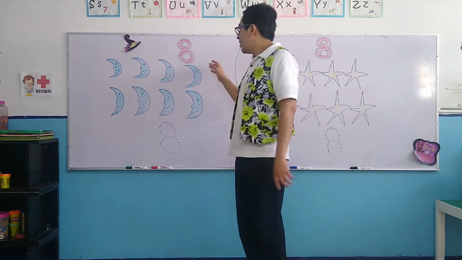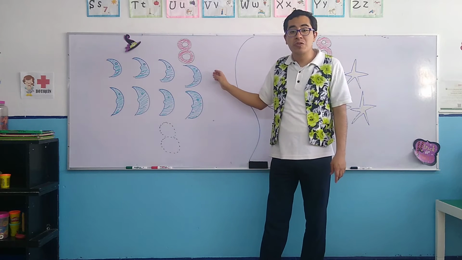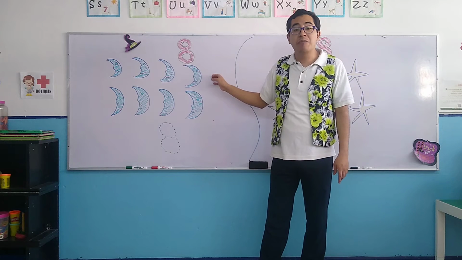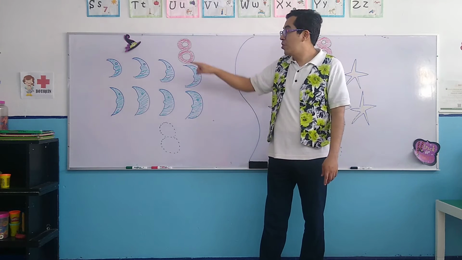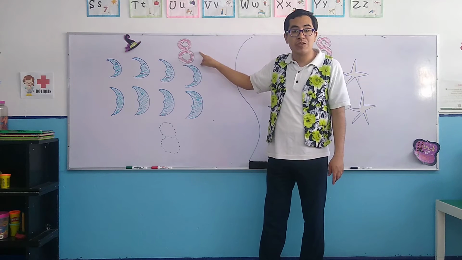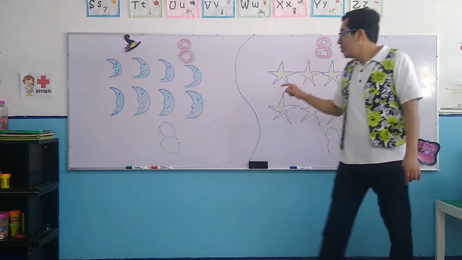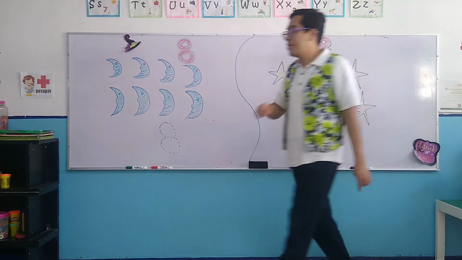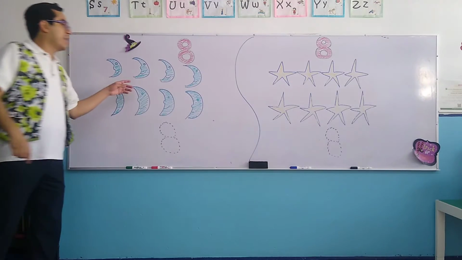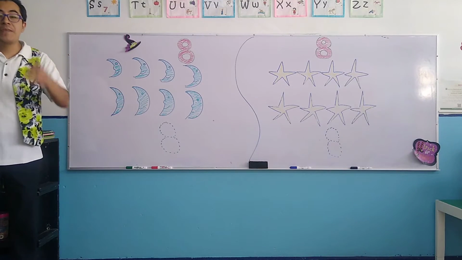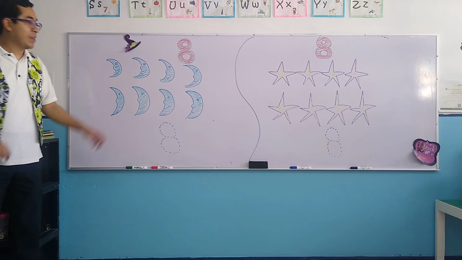Now for this, here I have several moons. Remember that we have to count them to see what's the result and what's the number that appears here. The same thing goes to the stars, so let's start. Here we have the moons. Please help me count to see how many are there.